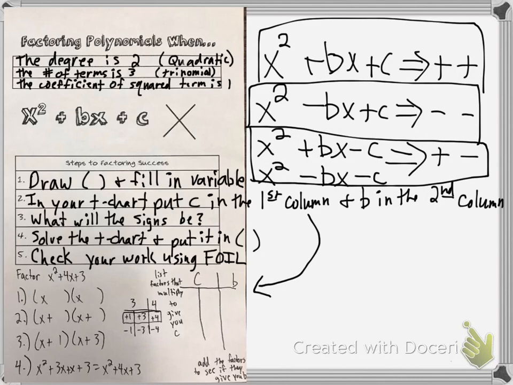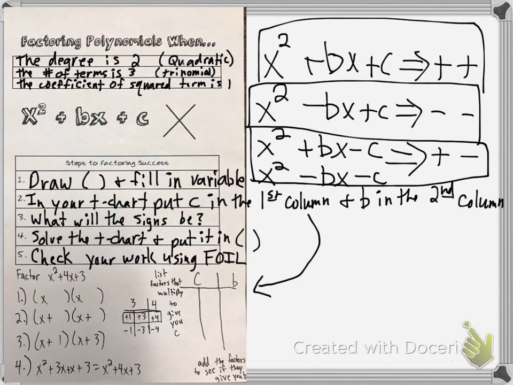Step 4, I solved the T-chart and put it in parentheses. So I listed all the factors for 3. The factors for 3 are positive 1 and positive 3. Those multiply to give me 3, correct? Then I put negative 1 and negative 3 because those also multiply to give me positive 3. Correct?